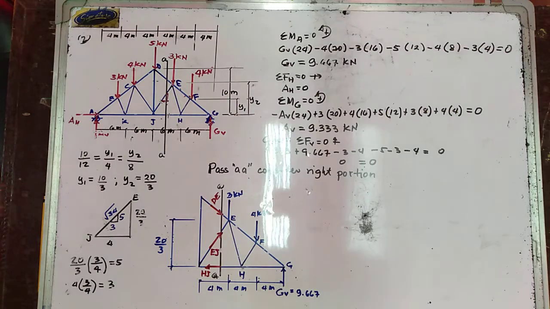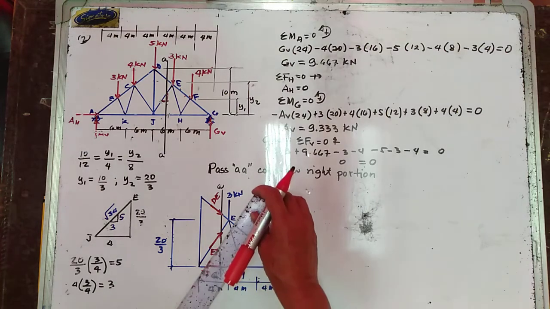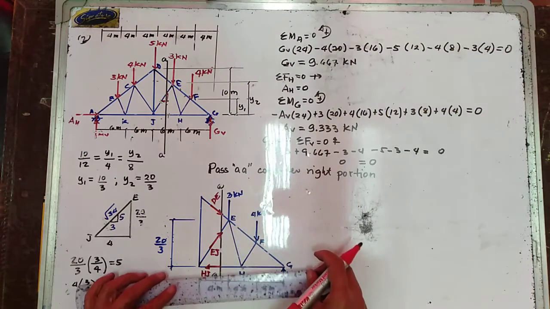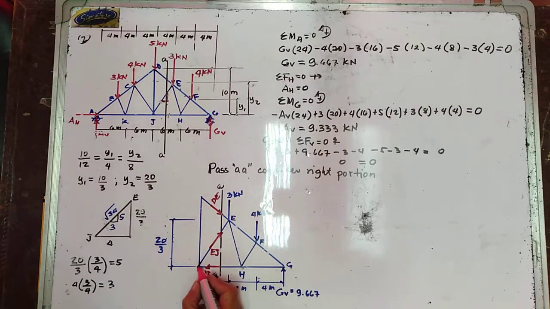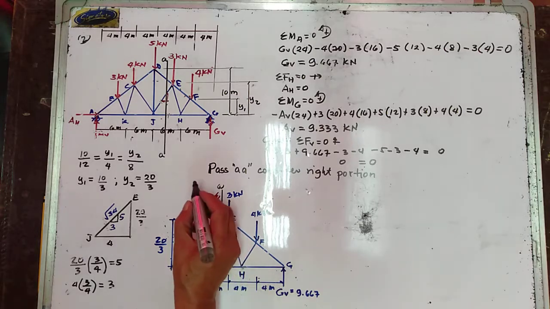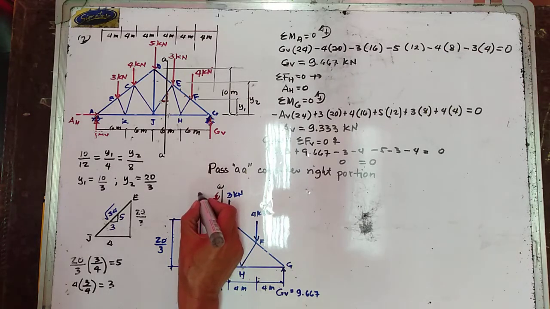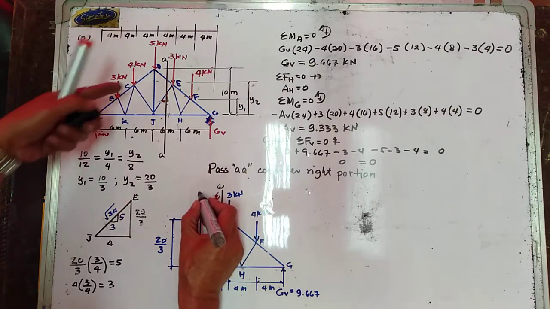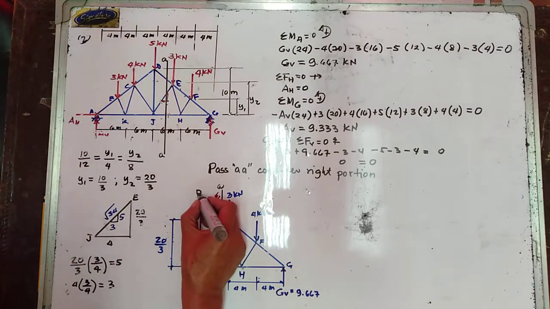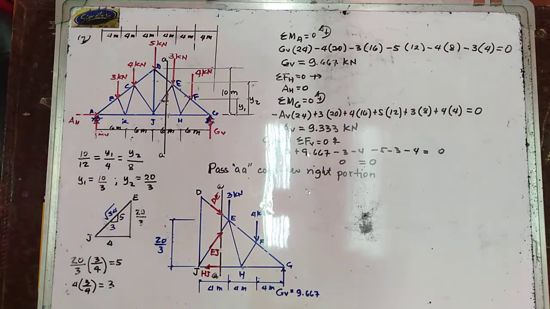Now, if you try to prolong the line of action of EJ and HJ, so that is now your point J. So this is now your point J. And this one in here is your point D.